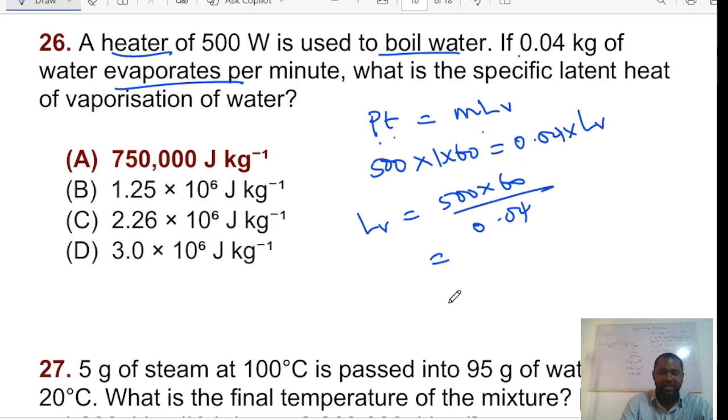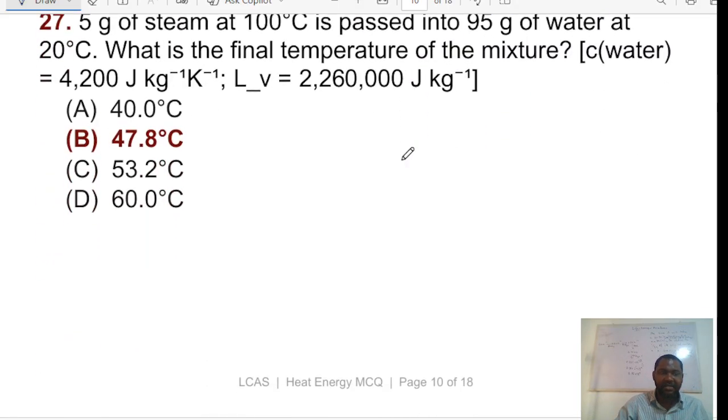I think that is, let me do that quickly with my calculator here. Okay, so this is 750,000. 750,000 joules per kilogram, which is A. Makes a lot of sense, I guess.